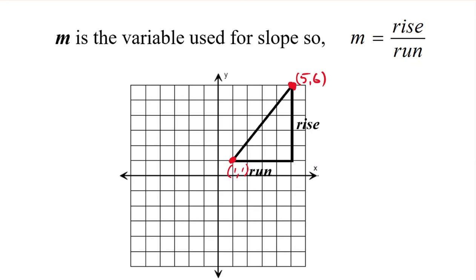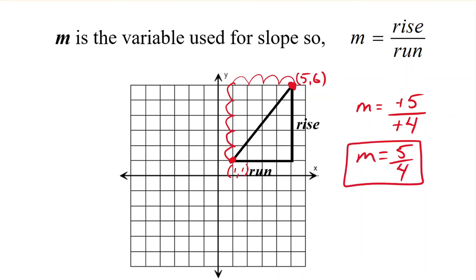Well, it's the rise divided by the run. So let's think about how much do we rise from one position to the other. If I go from one point, I can go 1, 2, 3, 4, 5. We're going up 5. And then our run is going to be 1, 2, 3, 4. So we're going positive 4 in the x direction. Well, positive divided by positive is positive, so our slope is just 5 over 4. That's how we're going to define our slope.